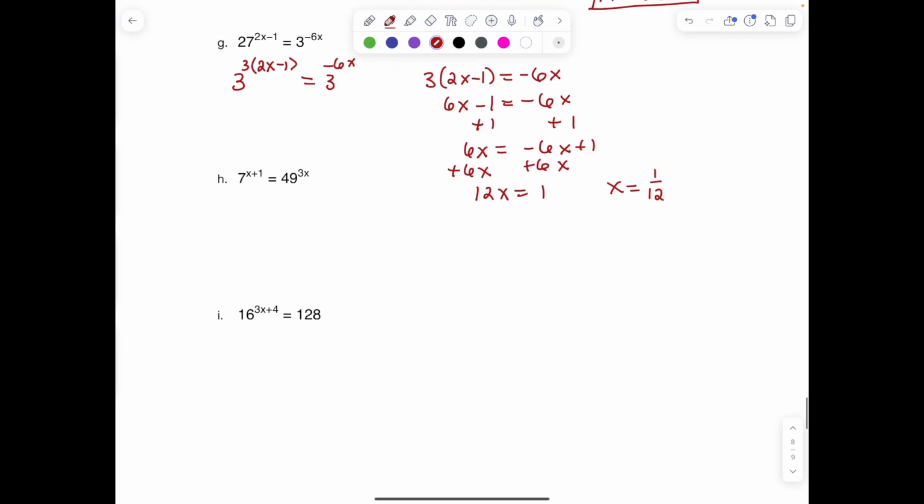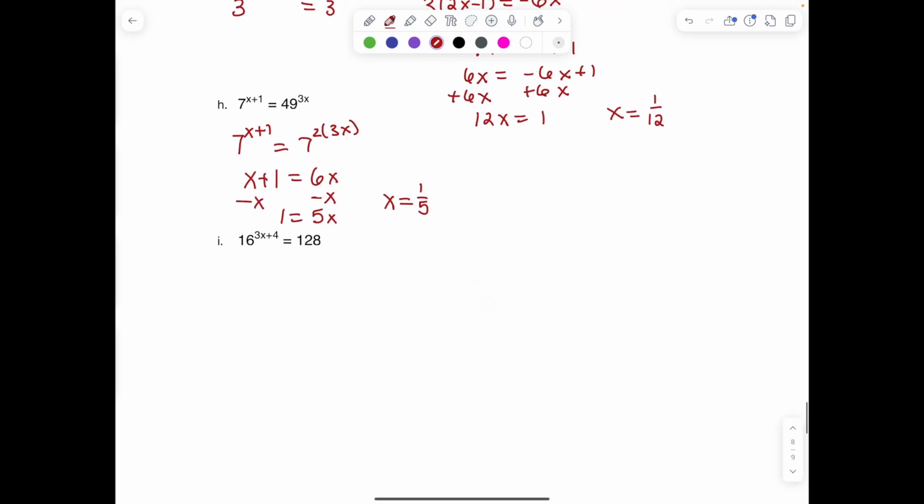Okay, next thing, we have 7 to the x plus 1 equals 49 to the 3x. Let's rewrite 49 as 7 squared, to the 3x. So we get x plus 1 equals 6x. Minus x, minus x. We get 1 equals 5x. x equals 1/5.